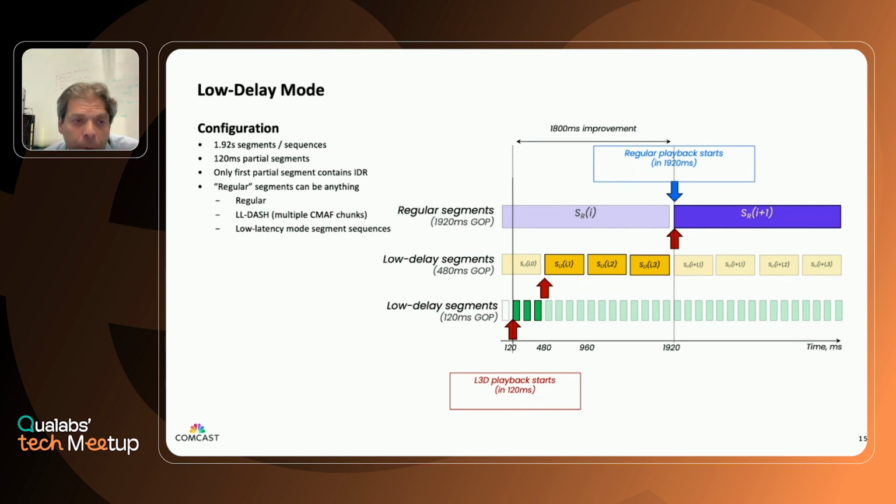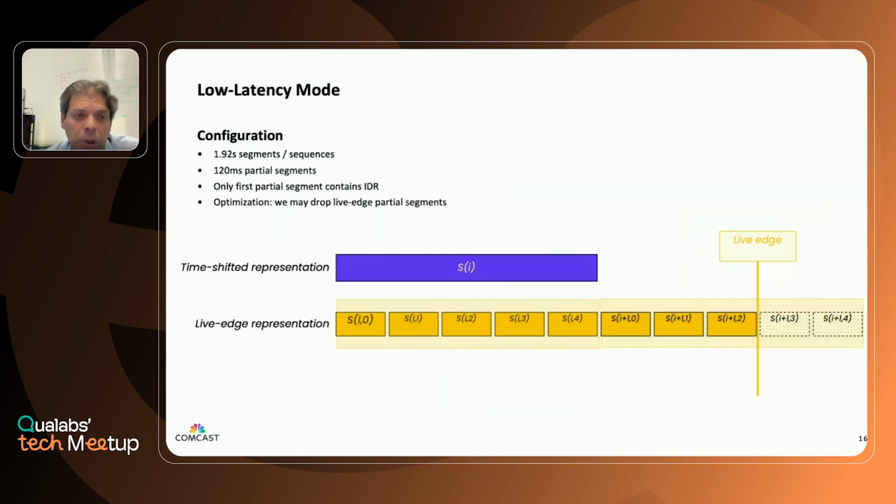And one important point is that it doesn't really matter what the regular segments are. They can be just what you are used to. They can be the chunked low latency DASH ones. They can be low latency mode, as we will see in a little bit, so the low latency HLS compatible ones.